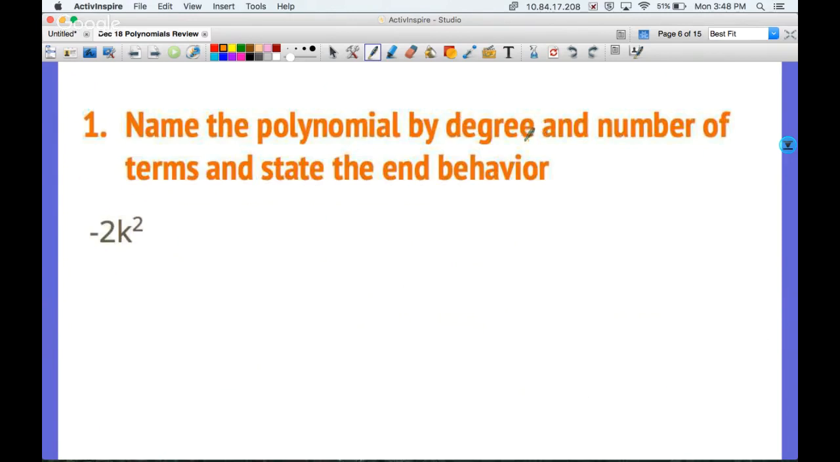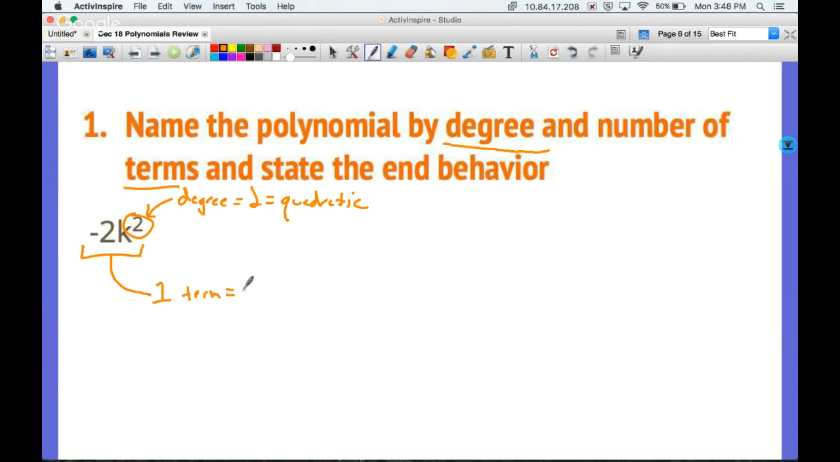Name the polynomial by degree and number of terms, and then state the end behavior. All right, so degree refers to the number in the exponent. So we have a degree which equals 2, which means it is quadratic. Number of terms. Everything being multiplied gets glued together. This is just one term, which means it is a monomial. When we put those together, it gives us a quadratic monomial.